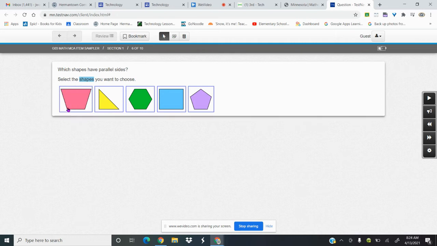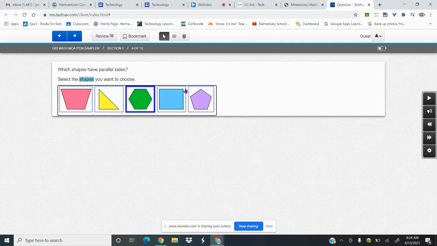So are these two sides parallel? No, they're not parallel because if I drew a line forever, these two sides would cross eventually. This does not have parallel sides. All these lines cross. This side is parallel to this side. This side is parallel to this side, and the top is parallel to the bottom. So I'd say that has parallel sides.